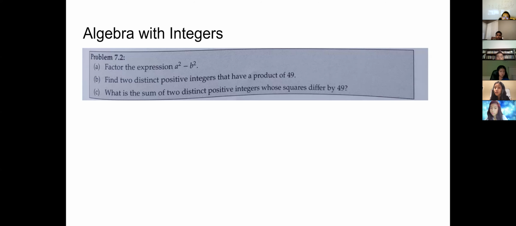Pretty straightforward, right? Just compared to the previous one. I just want to tell you that the real problem does not have the A and B. The real problem in competition is just C. It asks you, what is the sum of two distinct positive integers whose squares differ by 49? That's it.